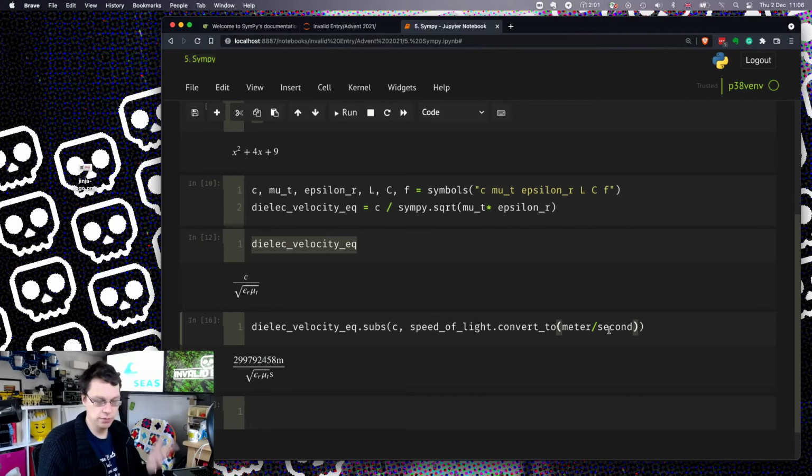I could change that to per hour or whatever, and it will come out, and it will keep those units. So when I get to the end, if the units cancel, the units resolve, my units are correct at the end when I do my maths.